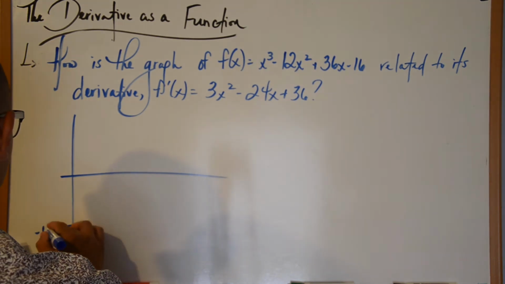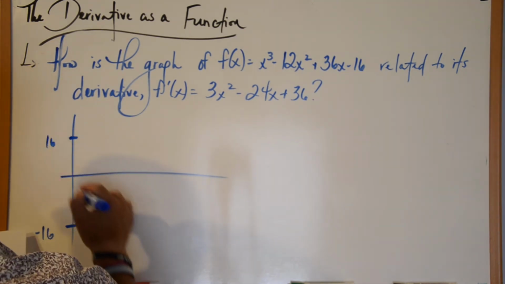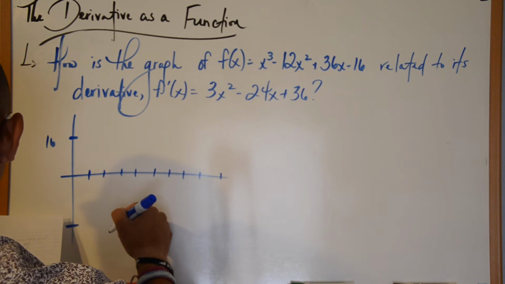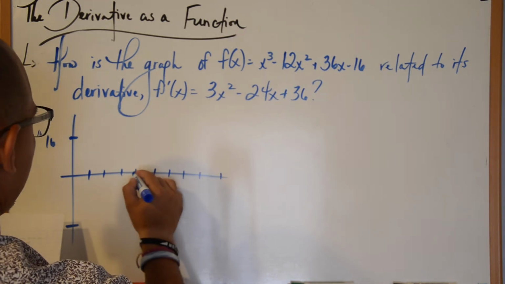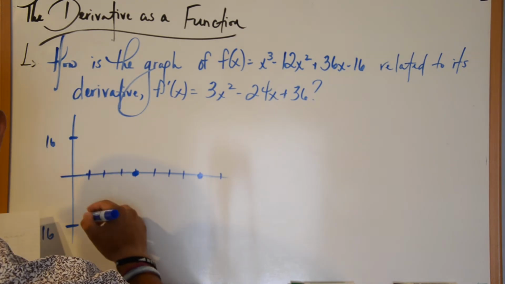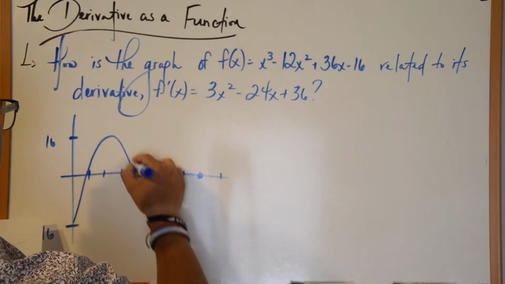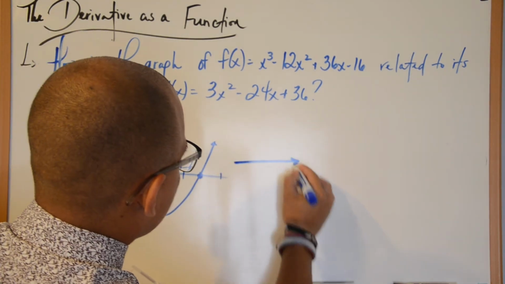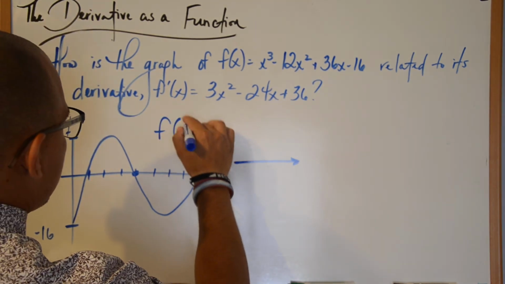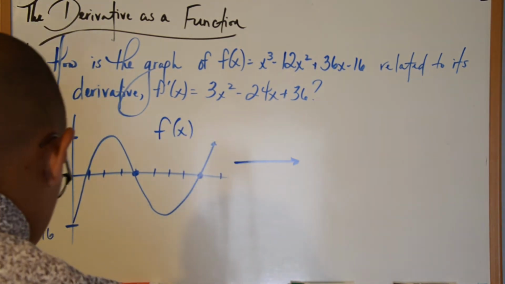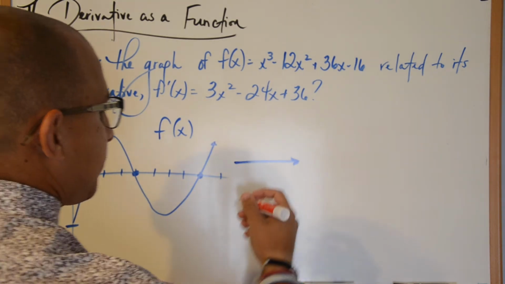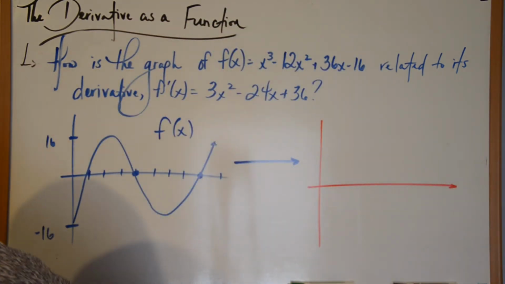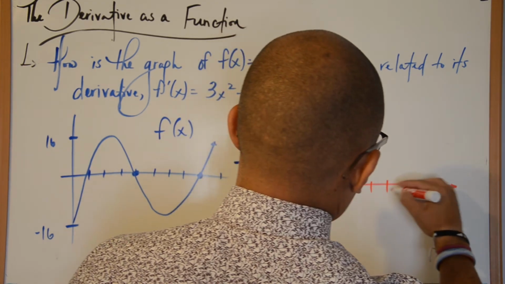So negative 16, 2, 3, 4, 5, 6, 7, 8, 9. We cross at 4, 8, slightly before, and we hit a max, and some mins. And how does that segue into the graph? So this is f of x. Let me do f prime of x in a different color.